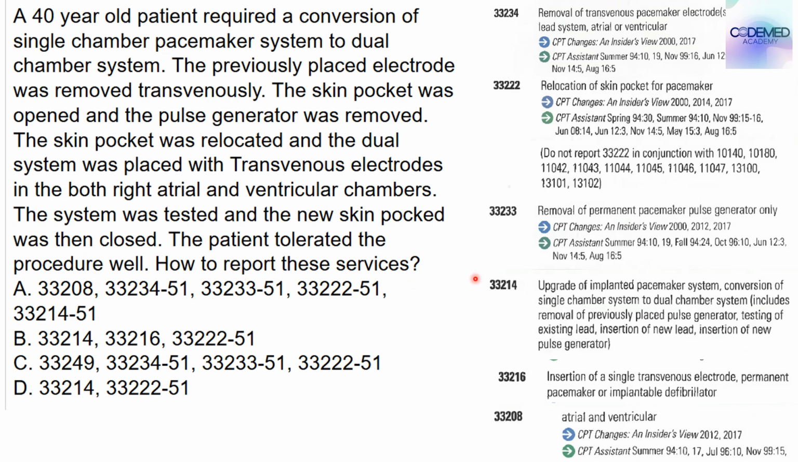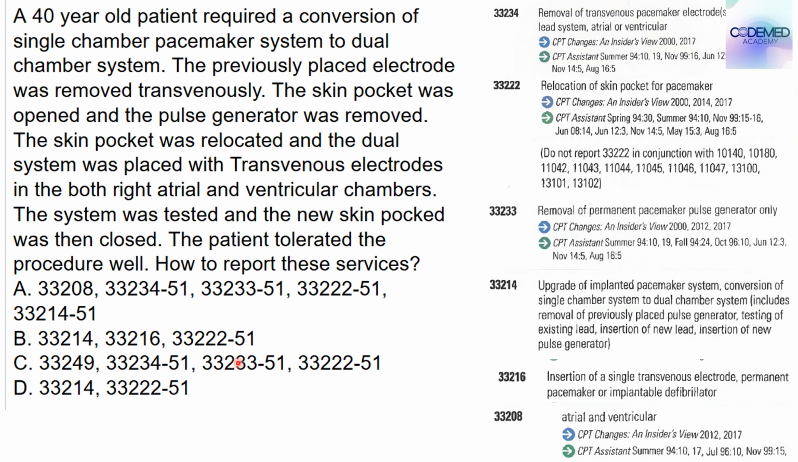How to report these services? So now we have the data and there is a lot to observe. What has happened is the patient's single chamber system was converted into dual chamber. So the upgradation of the system has happened and now they have moved to dual chamber. The skin pocket was opened, the pulse generator removal happened. The skin pocket is then relocated and then the new electrodes were put, they are tested.